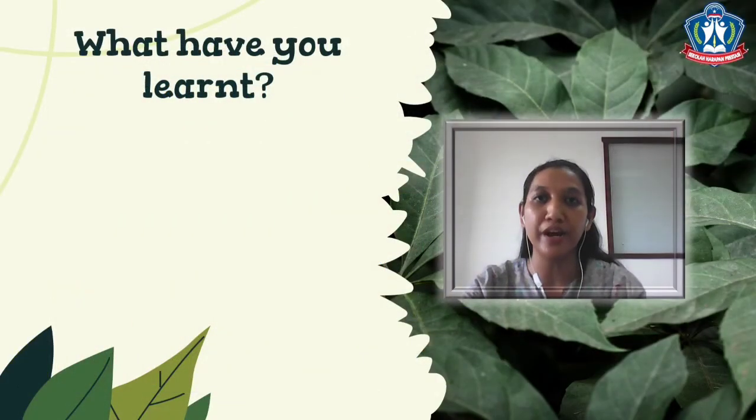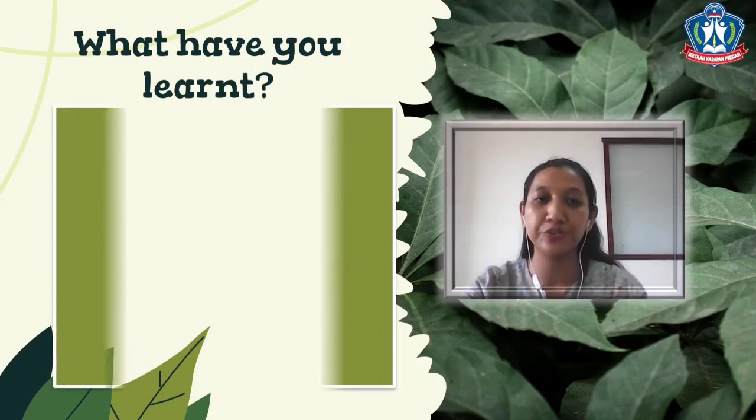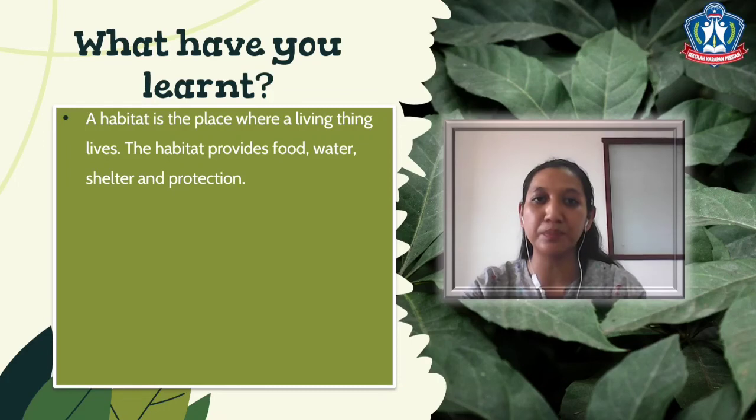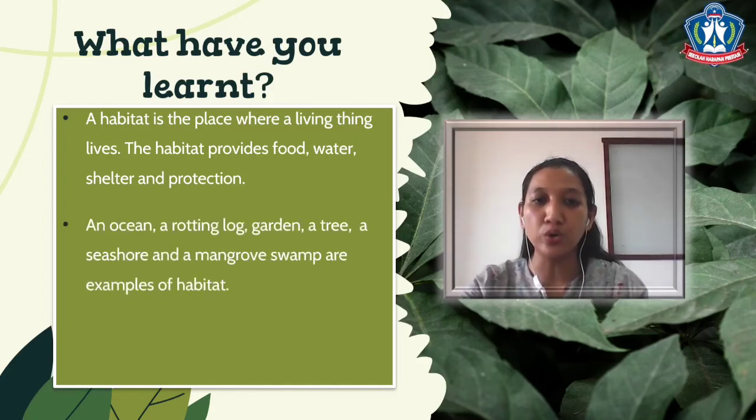This is the end of our lesson, friends. So let's recap what we have discussed. First, a habitat is the place where a living thing lives. The habitat provides food, water, and shelter, also protection. An ocean, a rotting log, garden, a tree, and a seashore, and also a mangrove swamp are examples of habitat.